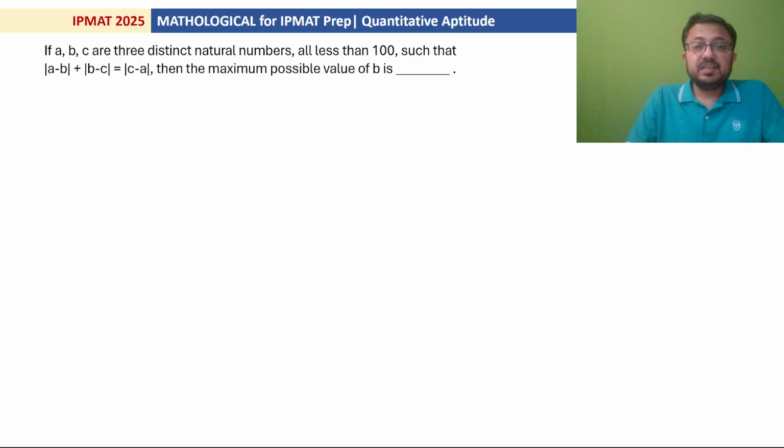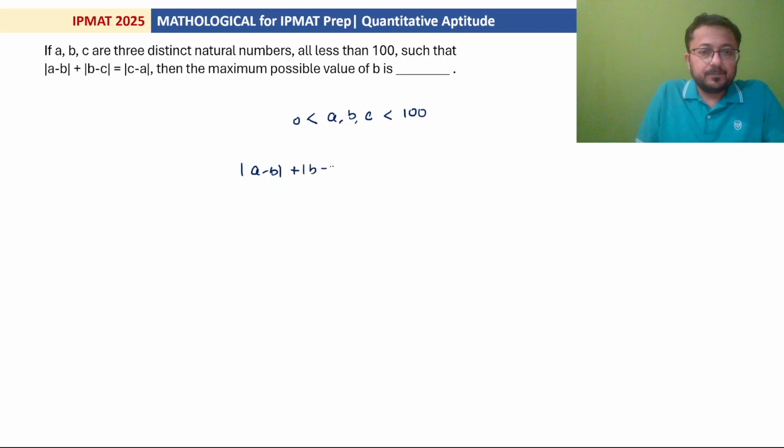If a, b and c are three distinct natural numbers, so they are integers, positive integers, natural numbers, and all are less than 100. So a, b and c, all of these values are less than 100, and 0 is less than these values, and all are positive integers. Also given mod of a minus b plus mod of b minus c is equal to mod of c minus a.